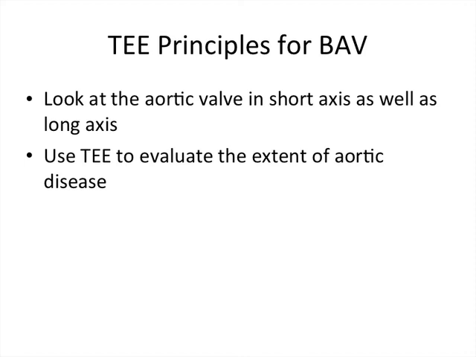TEE is a very useful technique to evaluate and image the aortic valve and aorta in patients with a bicuspid aortic valve. It is important to evaluate the aortic valve in short axis as well as long axis, both with and without color flow Doppler across the valve, taking note of the mobility and calcification of the leaflet cusps. TEE is also helpful for evaluating the degree of aortic stenosis and insufficiency present with a bicuspid aortic valve. This podcast is focused on the bicuspid aortic valve, but future podcasts will focus on the TEE evaluation of isolated aortic stenosis and insufficiency. TEE is also a vital tool to interrogate the ascending aorta for aneurysm and dissection.